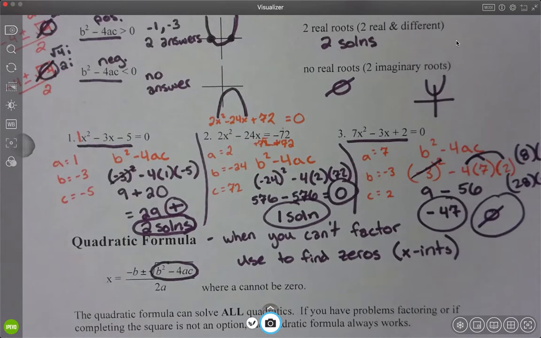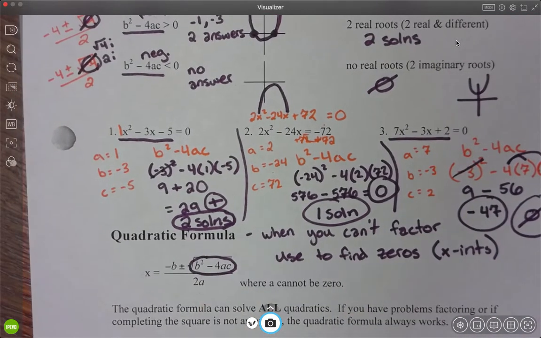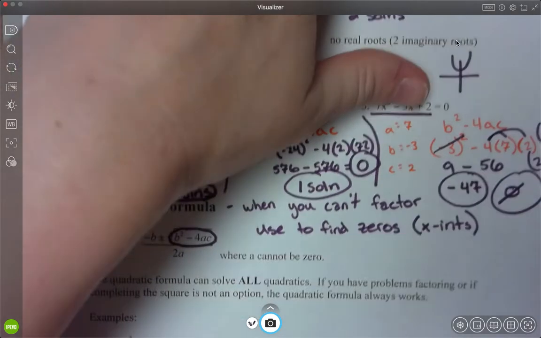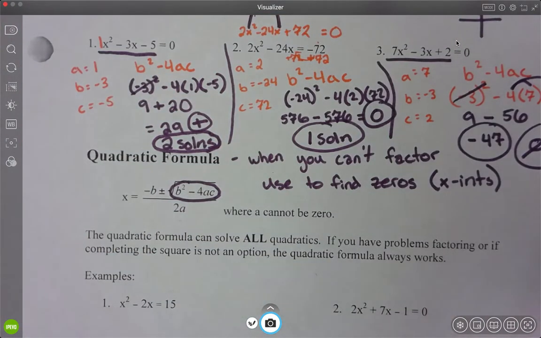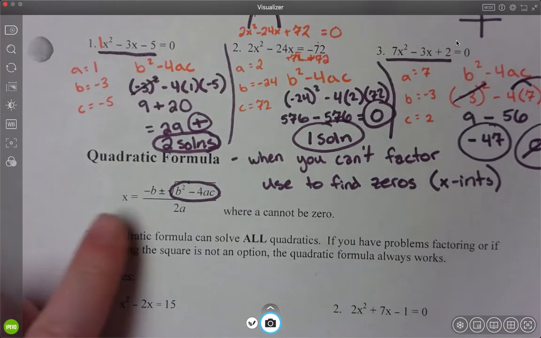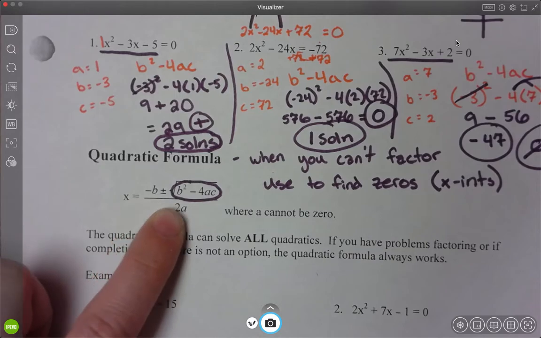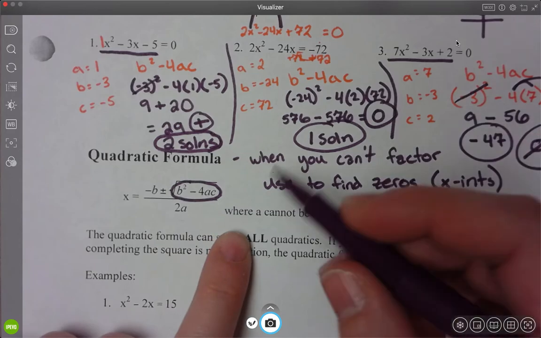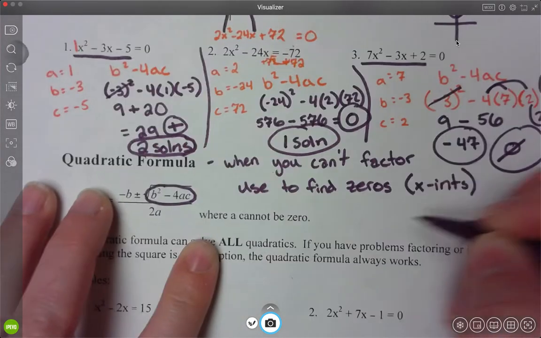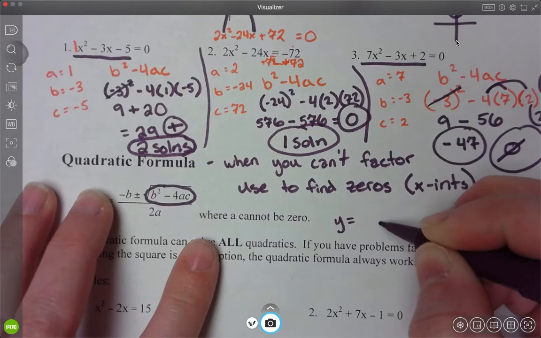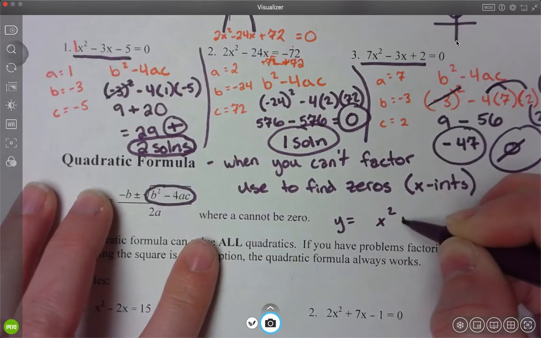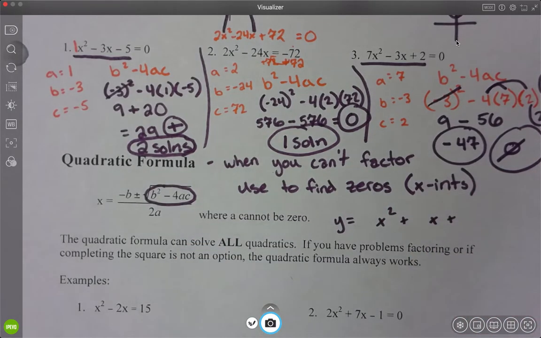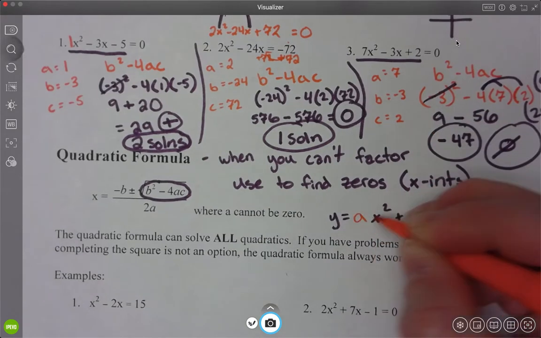So the quadratic formula is just a small little blip down here with two problems on it. We talked about this already in the last video. The entire quadratic formula: negative b plus or minus the square root of b squared minus 4ac, all over 2a. They say a cannot be 0. In the last video, we talked about where a, b, and c come from. We have x squared plus something x plus something, and your a, b, and c are going to be these numbers here.